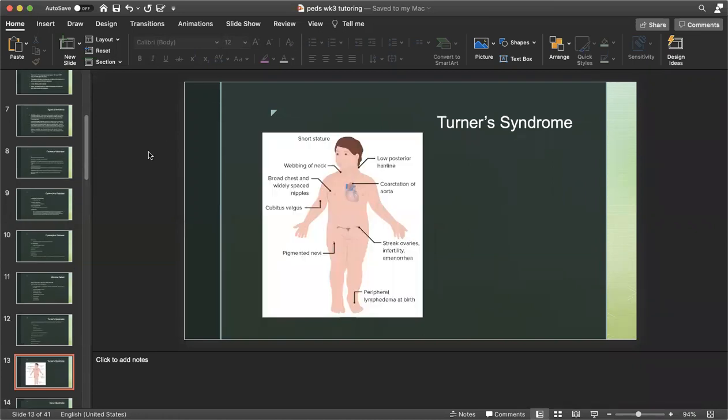And then this is just an example of how they could present. I'll just give you guys a second to look at it. As you can see, the webbing of the neck and then the low hairline in the back. And then they'll also have cardiac problems, but I'll go over that next week because y'all haven't talked about that yet. So we'll hit all the cardiac stuff next week.